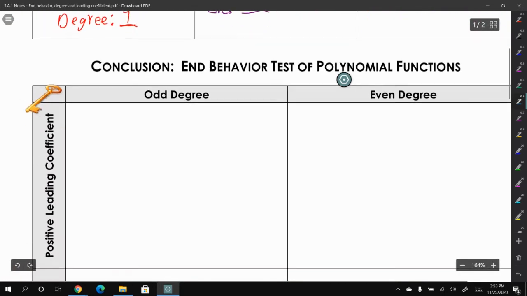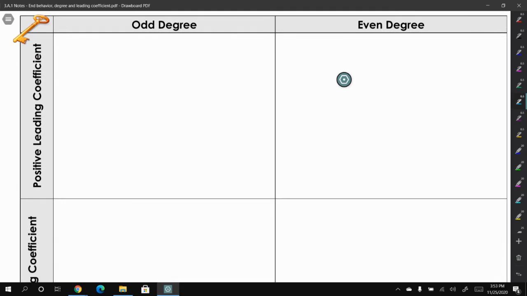All right, so now we're going to look and see, can we figure out the end behavior based on the degree and the leading coefficient. So this summarizes the activity that you're doing. So if we have an odd degree and a positive leading coefficient, the way I like to think about it is if you have an odd degree function, the ends go in opposite directions. Either the left side goes up and the right side goes down, or the right side goes up and the left side goes down. So a positive leading coefficient means the right side's going up.